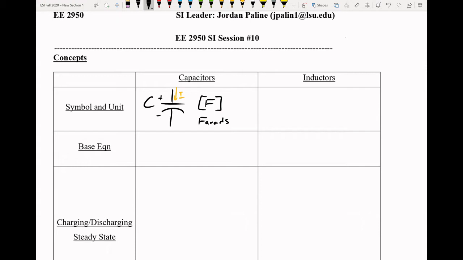All right, our base equation for the capacitor is going to be Q is equal to CV, which just relates charge by multiplying the capacitance and the voltage. It's analogous to Ohm's law, V is equal to IR.